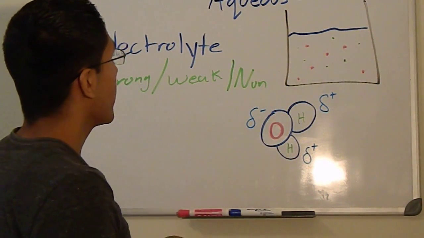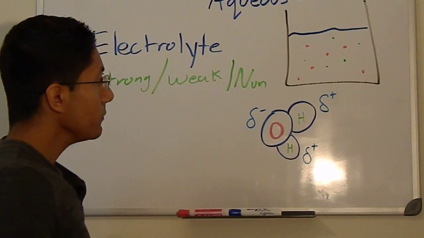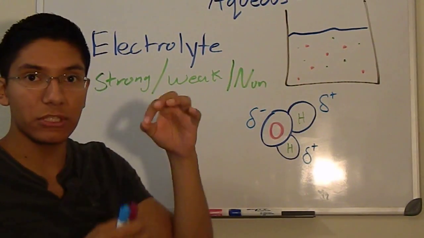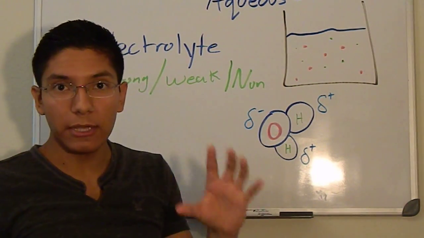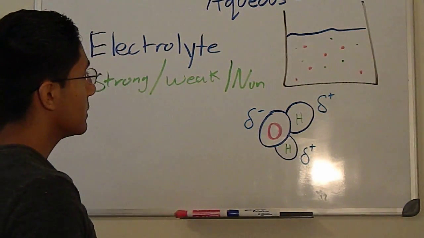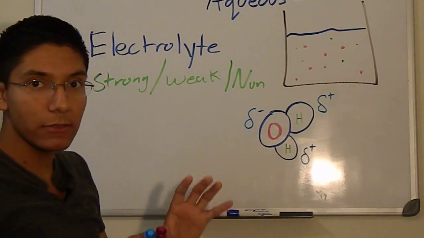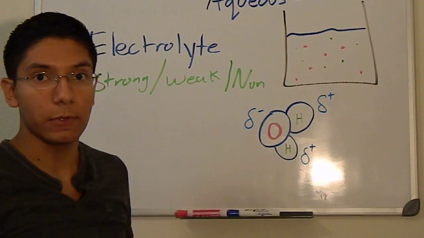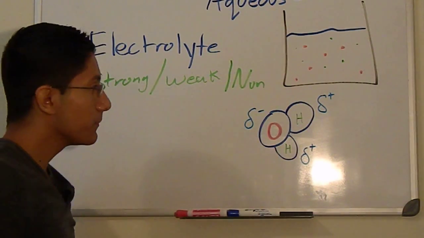Now, water has a special ability. When a particle breaks off, say you put salt in water and the salt dissolves, that process is called dissociation, or ionizing, or you could also call it solvating. It all means pretty much the same thing.